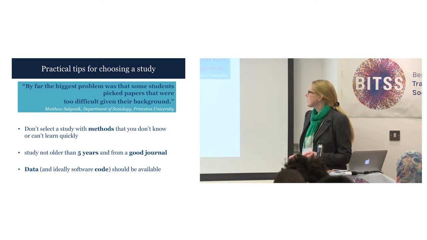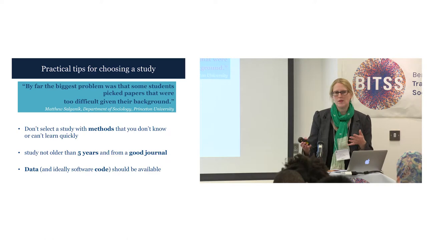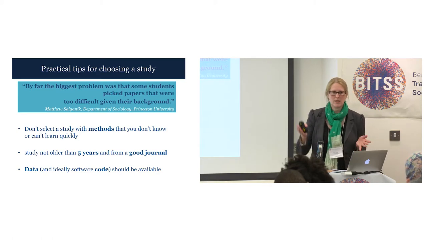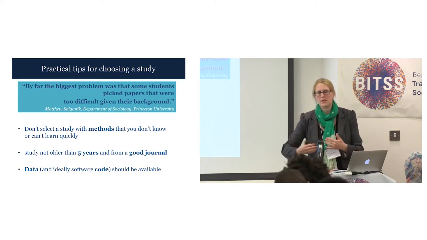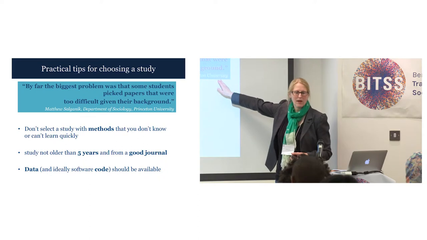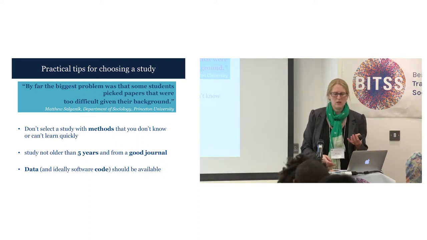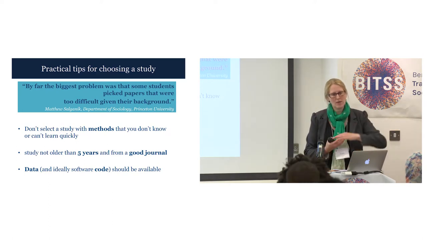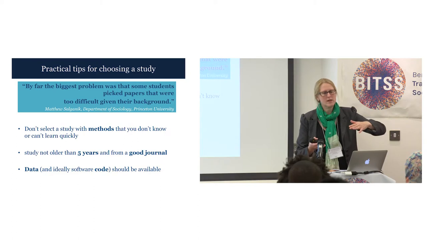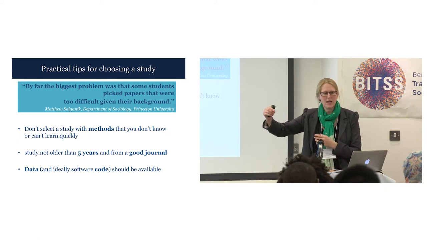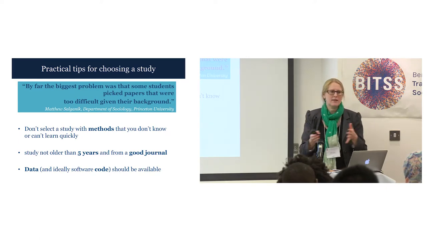Matthew Zelganik from Princeton in sociology runs similar courses. He assigns replications as class projects, and he said that by far the biggest problem that frustrated students and stopped them from successfully getting the assignments done was they picked papers that were too difficult given their background. So you really have to select a study where you feel like you can learn that method within a reasonable amount of time. I had some students in my classes who had up to that point only done bivariate correlation tests, so I'm sure they could get to regression, but if you then go into time series and panel data and you have only 2-3 weeks, that just wouldn't work out.